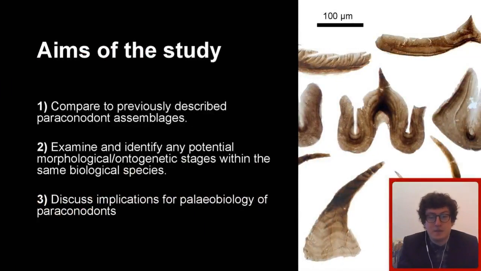So the aims of the study can be summed up as to compare this new assemblage to previously described assemblages in the literature and taxonomically classify it, and then developing from that, identify any potential ontogenetic sequences or stages within single species, and then ultimately discuss the implications of this for the paleobiology of paraconodonts.